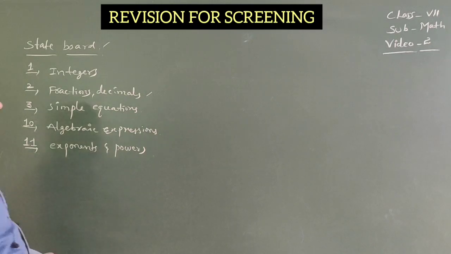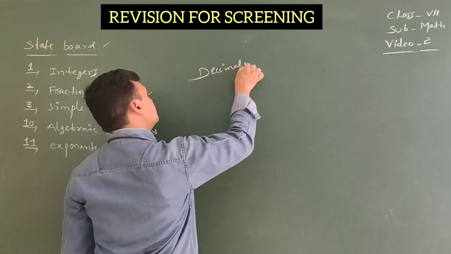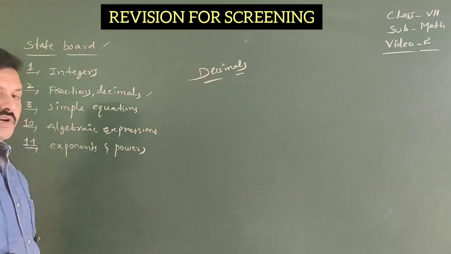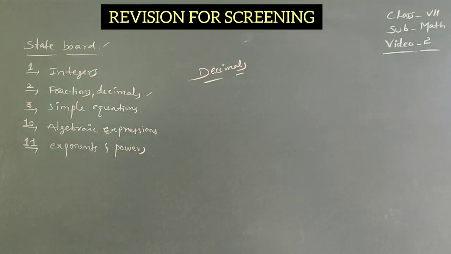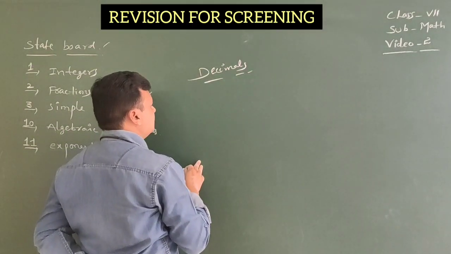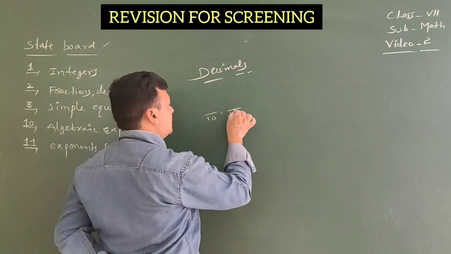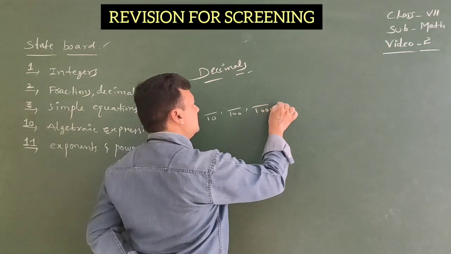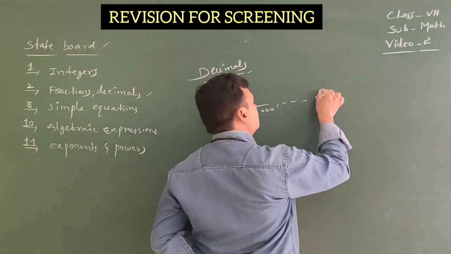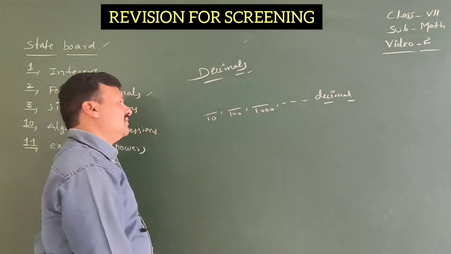Next, decimals. What is meant by decimal? Decimal or decimal fraction. Fractions with the denominators 10, 100, 1000, etc. are called decimal fractions.